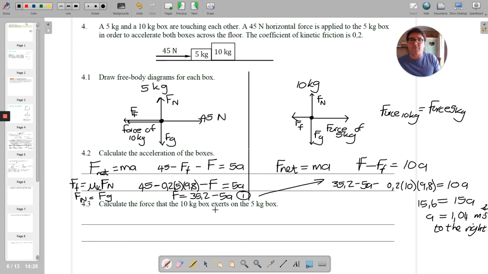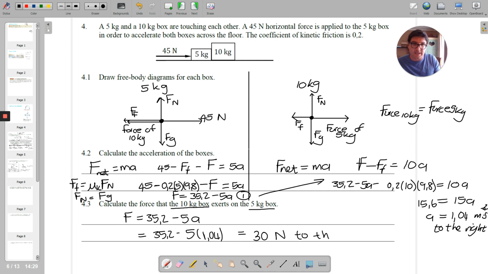Okay, then calculate the force that the 10 kg box exerts on the 5 kg. Now, very easy. We can use any of the equations to solve it, but I'm just going to use the one that's already written in terms of a. So 35.2 minus 5 times 1.04 gives then a force of 30 newtons. And it's now the force that the 10 kg box exerts on the 5 kg. The 10 kg on the 5 kg is 30 newtons to the left. Okay, so make sure to add the direction here. So this was question 4 of exercise 1.2.